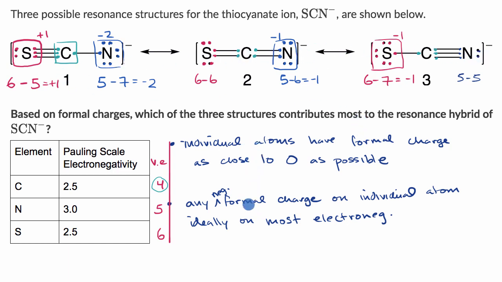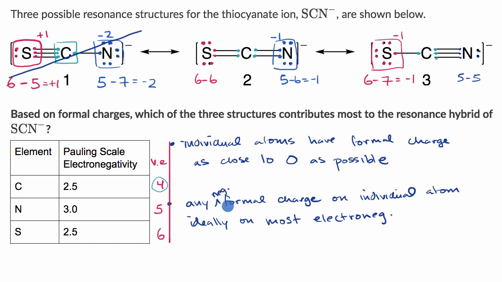And now let's look at these ideals. So, individual atoms have formal charges as close to 0 as possible. In this first resonance structure, we have 2 individual atoms whose formal charges are not 0. And in fact, nitrogen is quite far from 0. While in these other 2 resonance structures, we only have 1 atom whose formal charge is not 0. So just based on this first principle, I'm liking these second 2 resonance structures as contributing more to the resonance hybrid than this first one. So I will rule that one out.